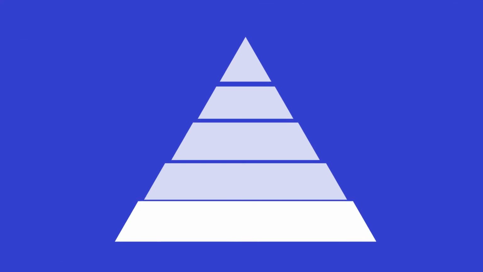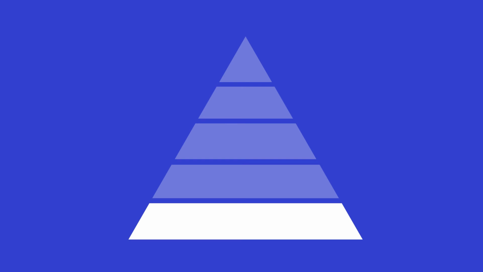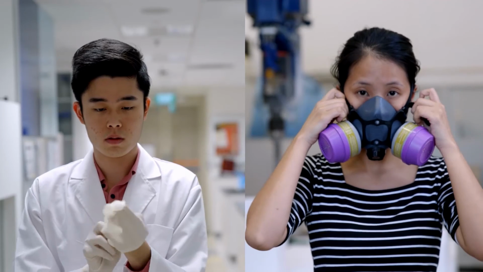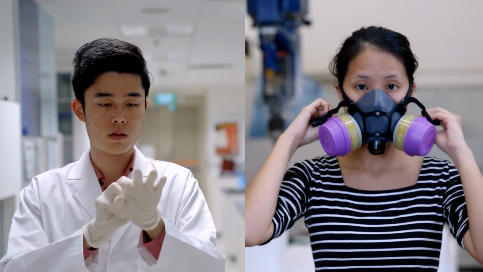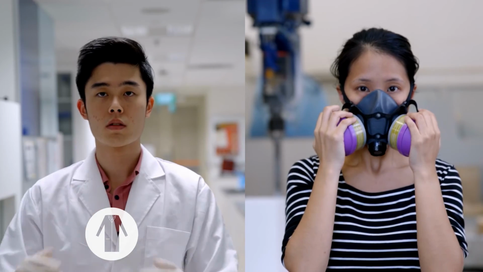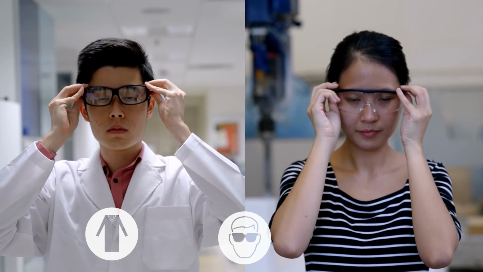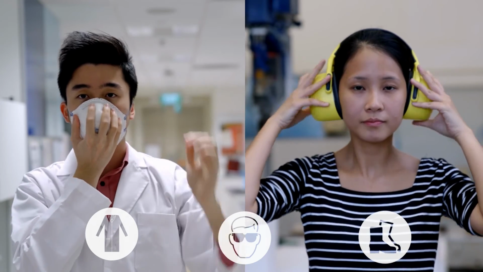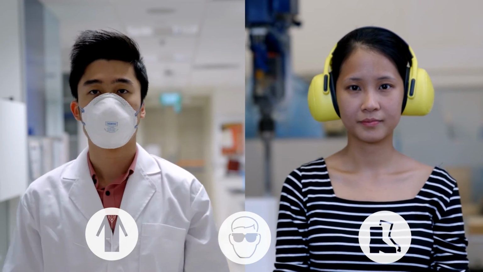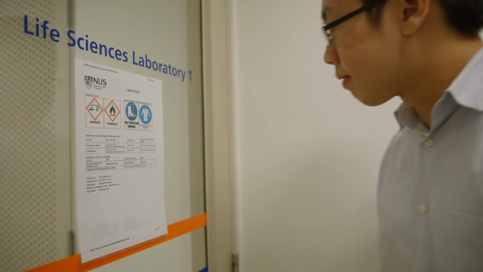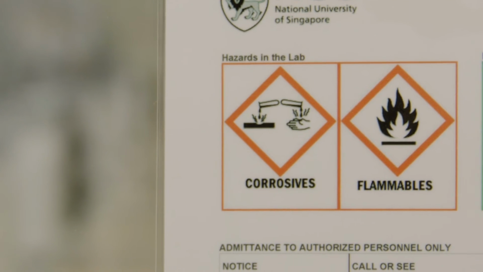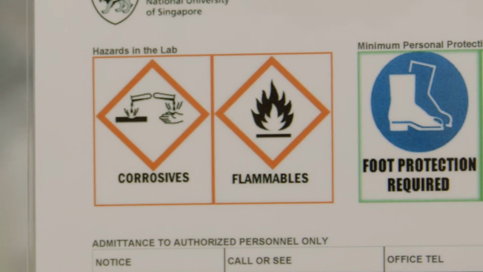The last and least preferred control measure is the wearing of personal protective equipment, or PPEs. Common PPEs such as laboratory coats, safety glasses, and covered shoes are often the last line of defense against hazards. Always follow the PPE requirements of the laboratory, which can be found on the signage posted at the door of every laboratory.